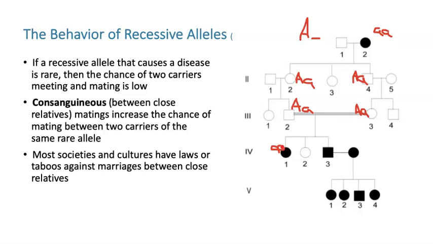Again, when people who are closely related have babies together, the chances of those rare alleles showing up are much greater for this reason that I went through right here. We do have a word for that. It's consanguineous. Consanguineous means having babies between close relatives, especially if those close relatives are both carriers. Most societies do have rules. Most cultures do have laws or taboos against marriages between close relatives, but that's not always been the case historically.